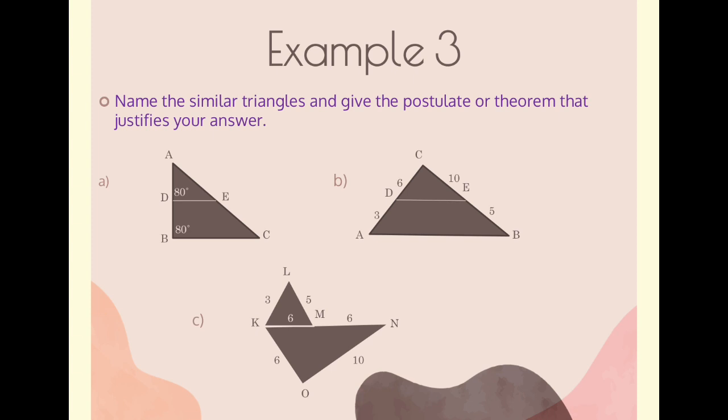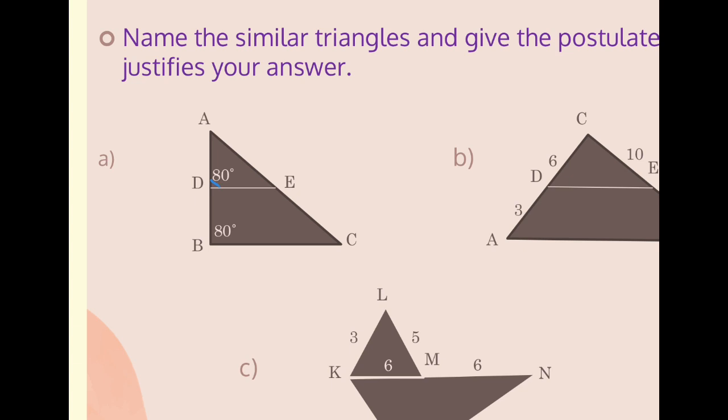All right, last set of examples. Example 3 says name the similar triangles and give the postulate or theorem that justifies your answer. So if we look at A, one of the angles is already marked. This is 80 and 80. That means you have one congruent pair of angles. And then these two triangles both share angle A. If I look at the small triangle and the big triangle, this would be an angle-angle similarity. So triangle ADE would be similar to triangle ABC, and the reason would be angle-angle similarity.